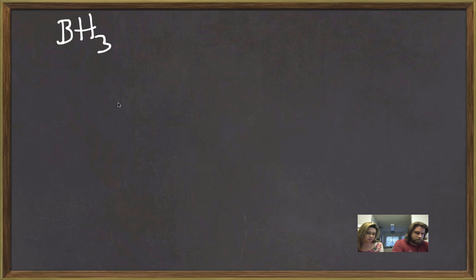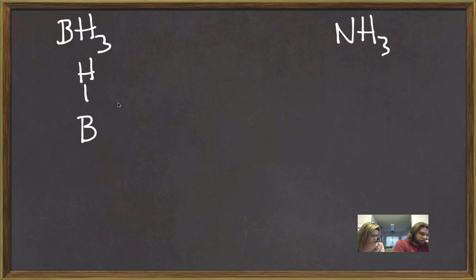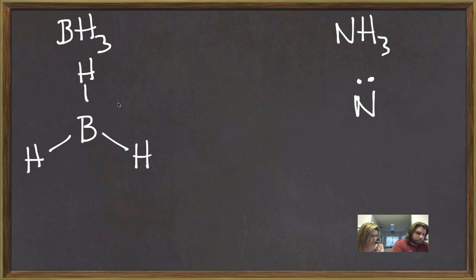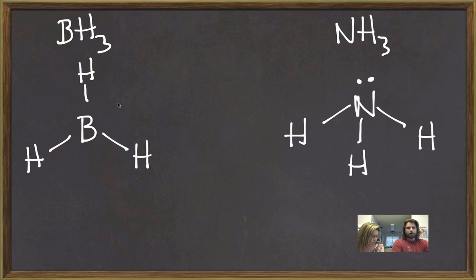BH3 versus NH3. So if we draw our shapes like we did last time, I know boron has 3 valence electrons and each hydrogen has 1, right? So our final shape will be this. And if you don't remember how to draw these shapes, go back to the last video and refresh a little bit. NH3, we know, is a pyramidal shape because that lone pair on top is going to push those other bonded pairs down. So, polar or nonpolar?